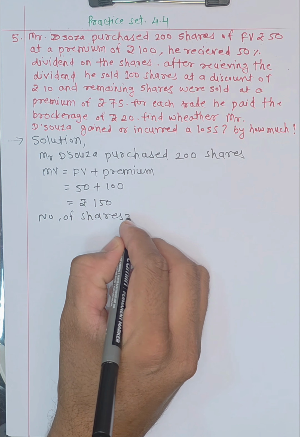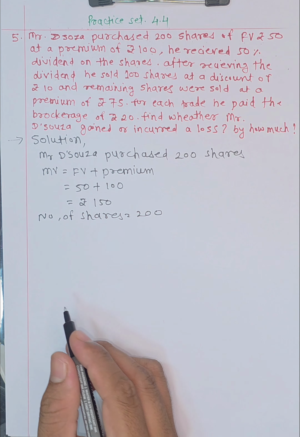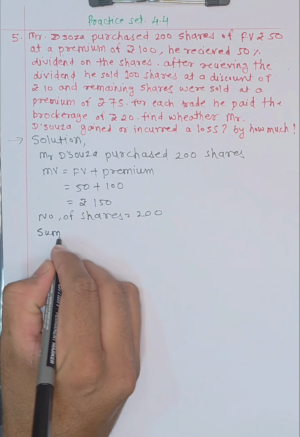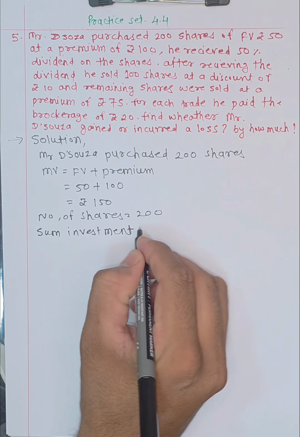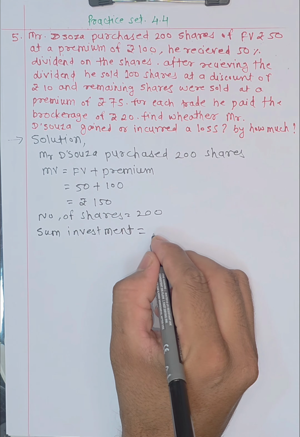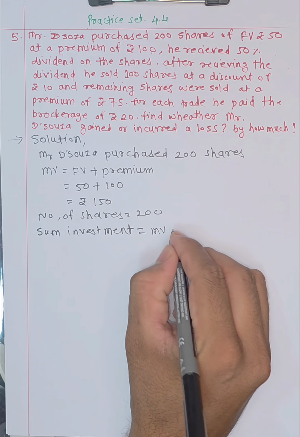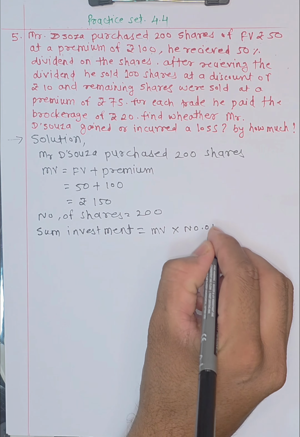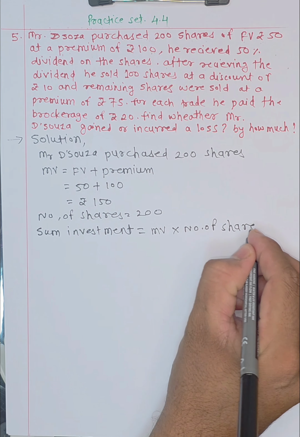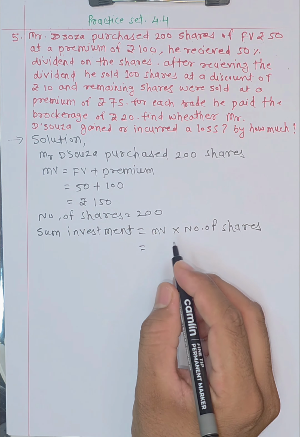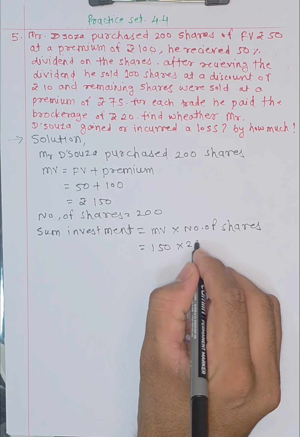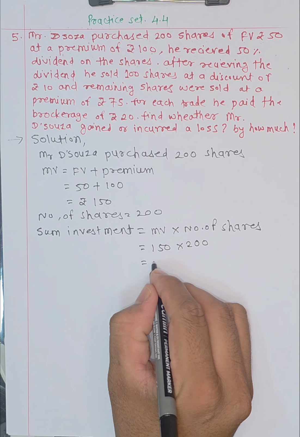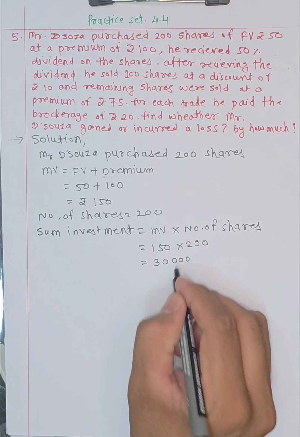Number of shares is equal to 200. Therefore, sum invested is equal to market value into number of shares, equals 150 into 200, equals 30,000.